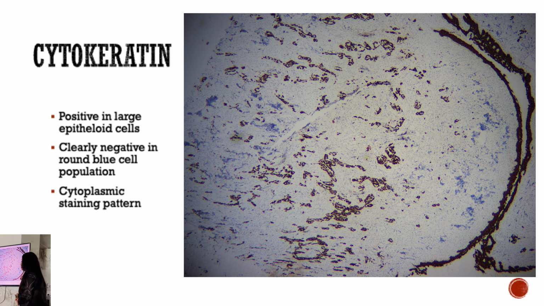After this, the first stain we did on our case was cytokeratin. It was positive. Here you can clearly see it's positive in the overlying skin, and these are the two populations of cells. I've already shown this image before. So this is positive in the large epithelioid cell population, but it's clearly negative in the small round blue cell population, and it has a cytoplasmic staining pattern.